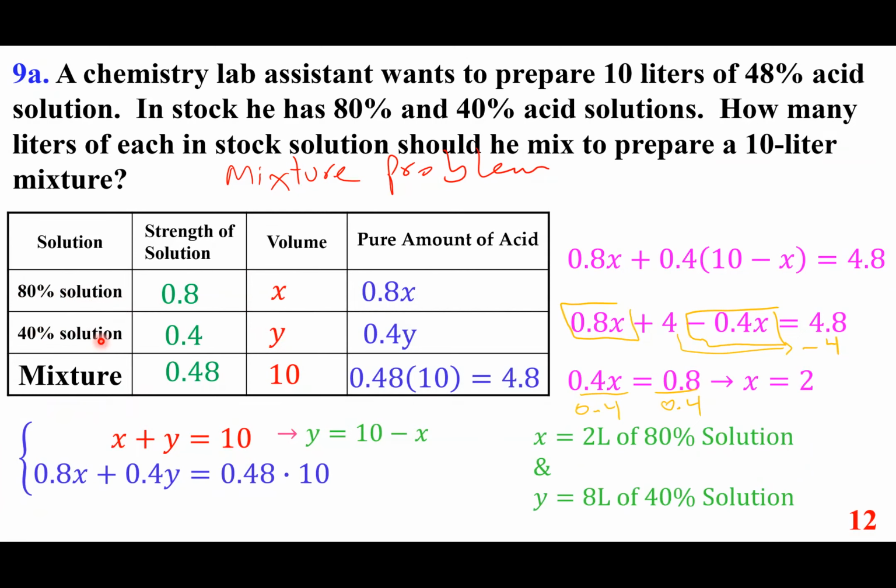Now, I'm going to leave it for you to check those answers. You must check with the second equation because we used the first equation. So all you have to do is 0.8 times 2 plus 0.4 times 8, they must give us 4.8. We can check it out.